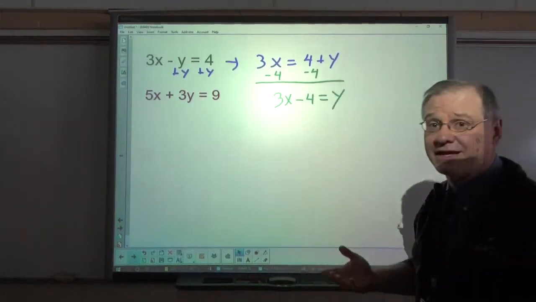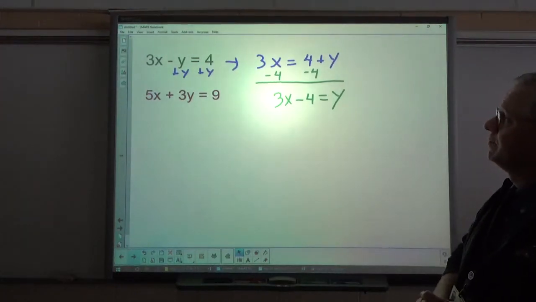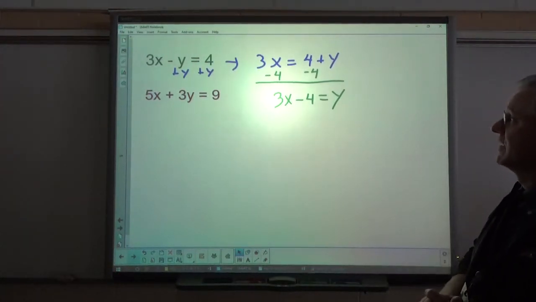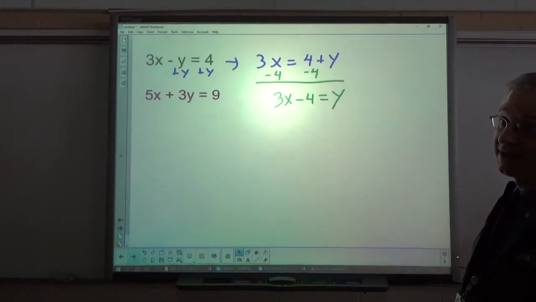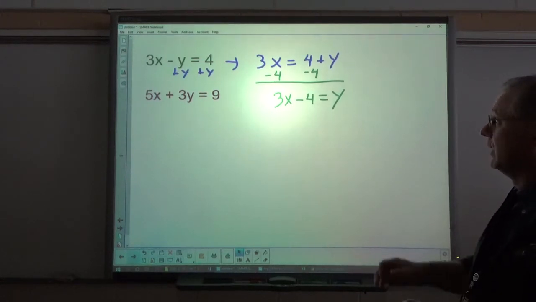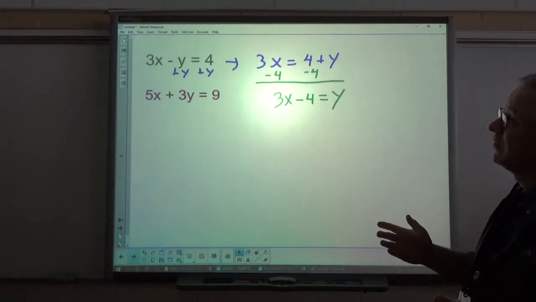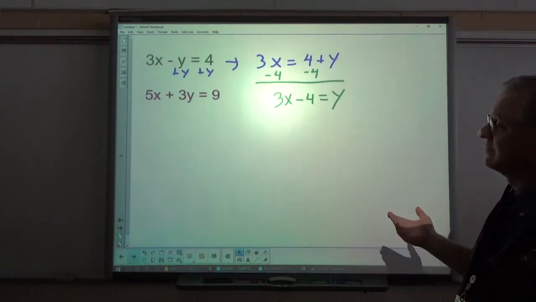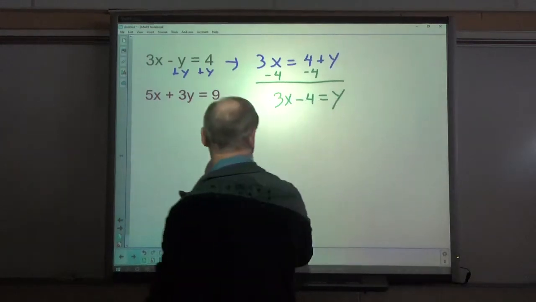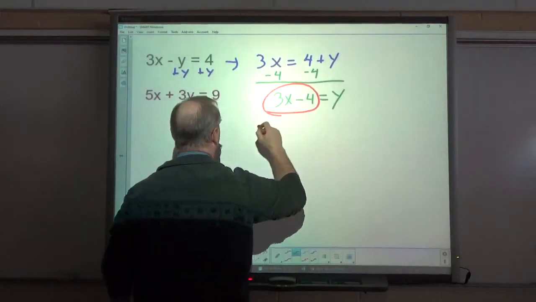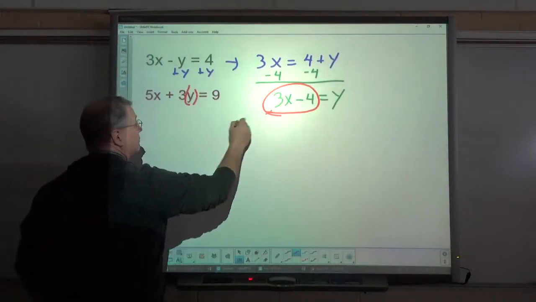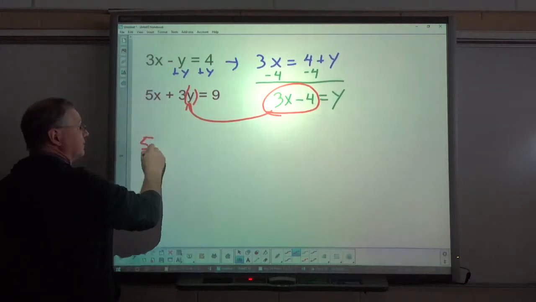I'd have gotten the same answer had I done it the other way, by subtracting 3x from both sides and then dividing or multiplying by a negative 1. I'd have ended up with 3x minus 4 equals y, or negative 4 plus 3x, same thing. Okay, let's replace the y here with 3x minus 4.